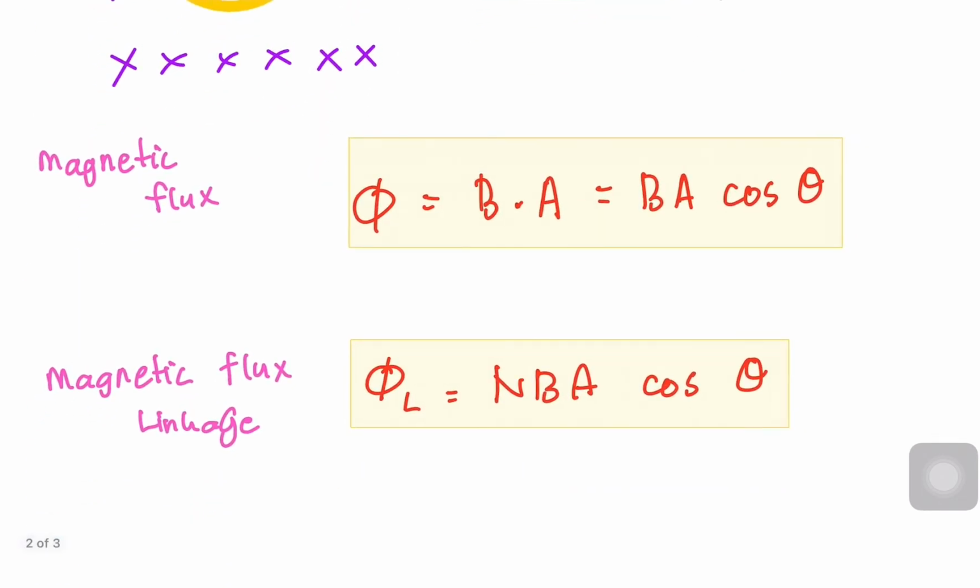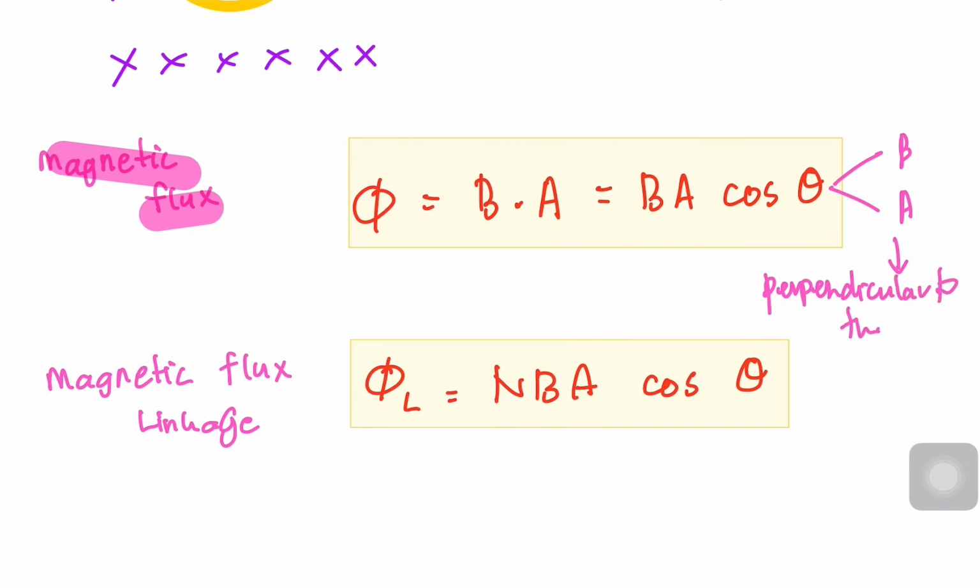For the equation of magnetic flux, phi equals B dot A. To get rid of the dot, it is equal to BA cos theta. Theta is the angle between B and A, and A is perpendicular to the surface. So that is magnetic flux.